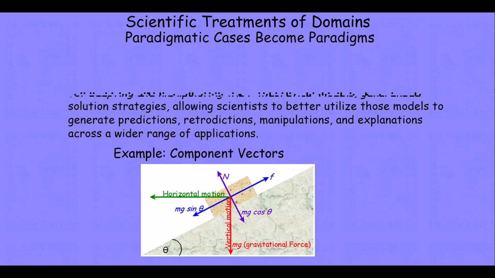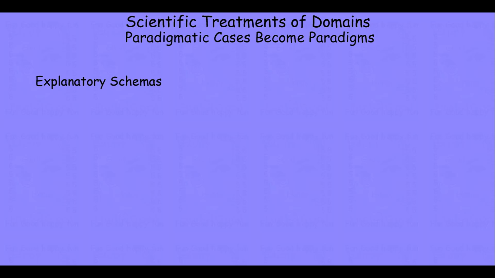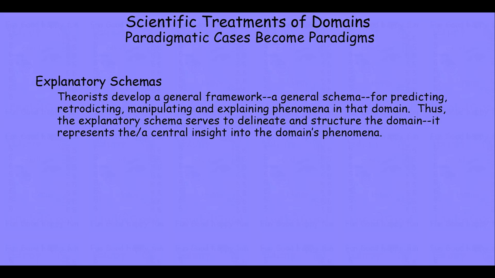In a similar fashion, as scientists extrapolate the paradigm and structure the domain around paradigmatic cases, theorists begin to develop a general framework, a general schema for predicting, retrodicting, manipulating, and explaining phenomena in that domain. Thus, explanatory schemas start to emerge, and they serve to delineate and structure the domain. They represent the central insight into the domain's phenomenon.